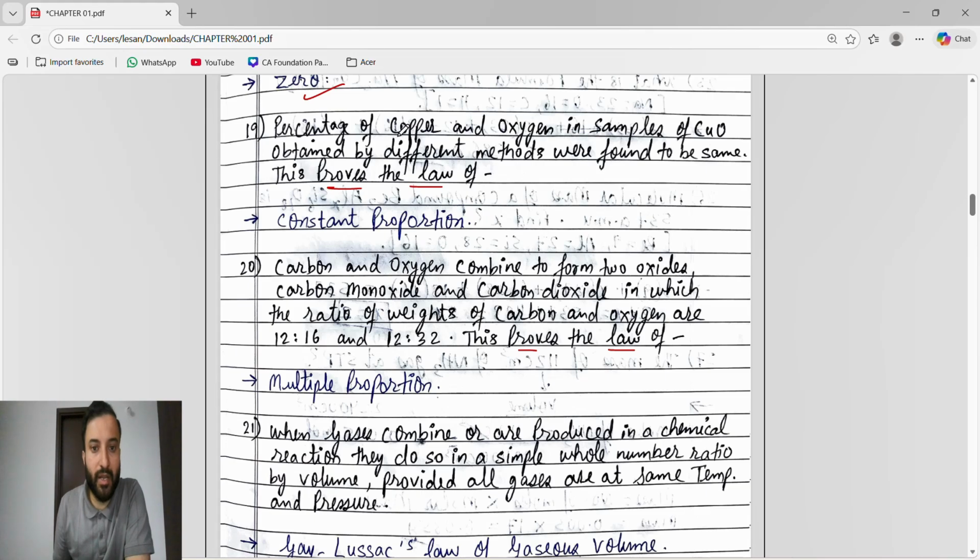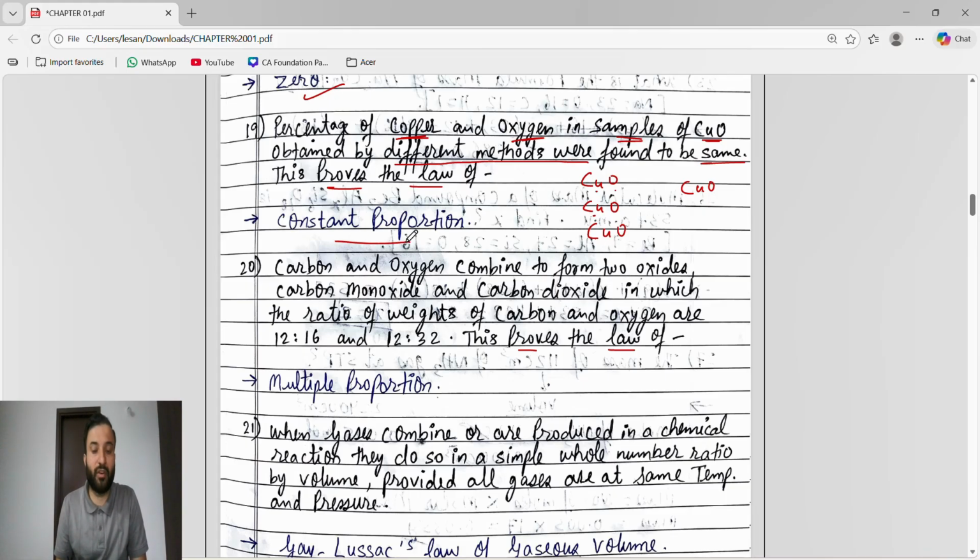See, percentage of copper and oxygen in samples of CuO, means we have different samples of CuO. So the percentage of copper and oxygen in samples of CuO obtained by different methods were found to be same. This proves which law? Guys, remember in which law we are talking about methods obtained by different methods, means methods of preparation? In which law will we talk about the methods of preparation?